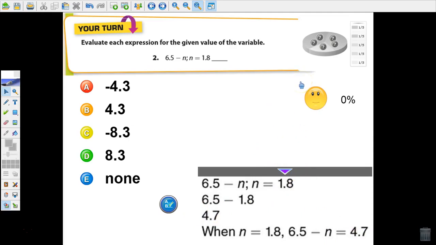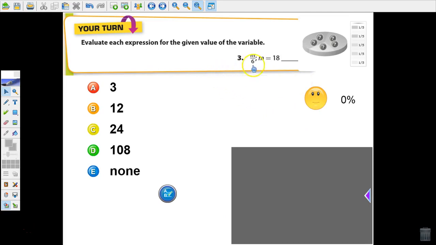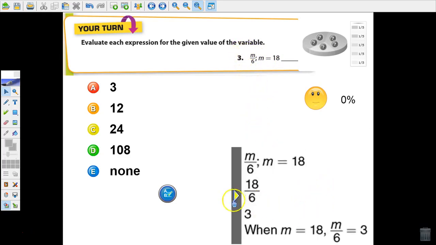Okay, pause. So we get m over 6, m divided by 6. They're saying m equals 18. So when 18 subs in for m, it'll be 18 divided by 6, which we all know is 3. This is how you work it out. You plug 18 in for m, 18 divided by 6 is 3. Let's keep it moving.